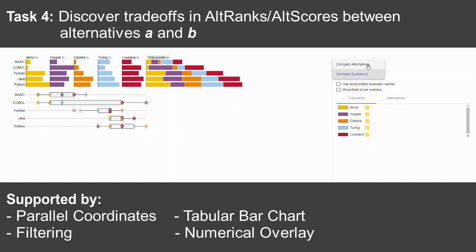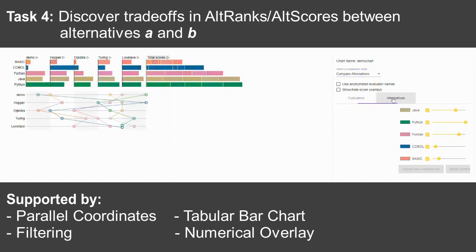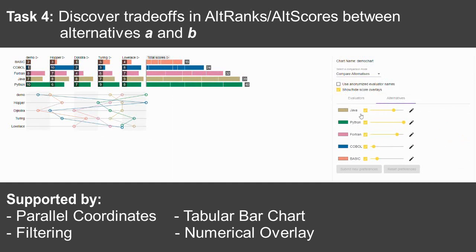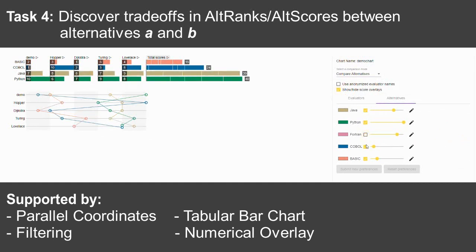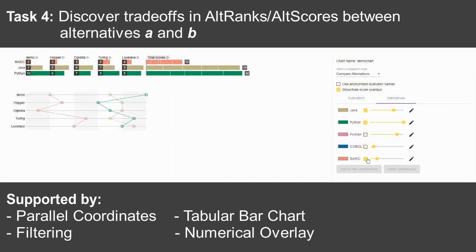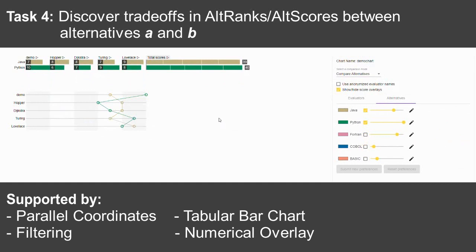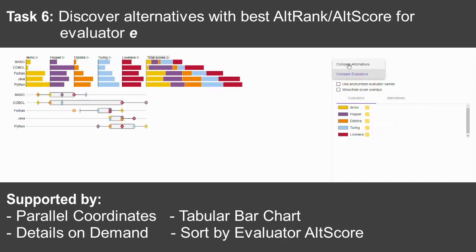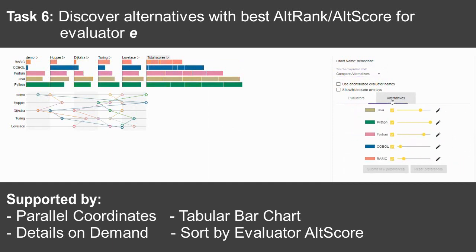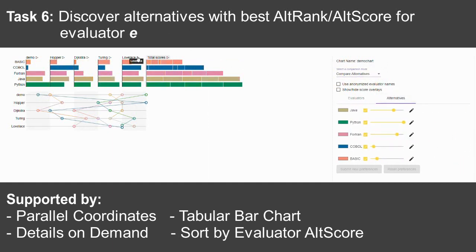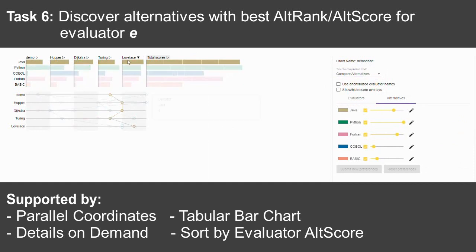Identifying trade-offs between two alternatives can be enabled by filtering out the rest, and then comparing the scores for each evaluator in either the tabular bar chart or parallel coordinates plot. The best alternatives for a given evaluator can be found in either mode by sorting by that evaluator's scores, though this can also be seen directly from the parallel coordinates plot.